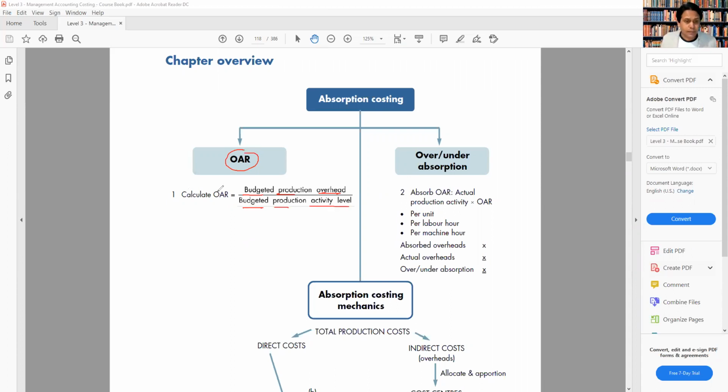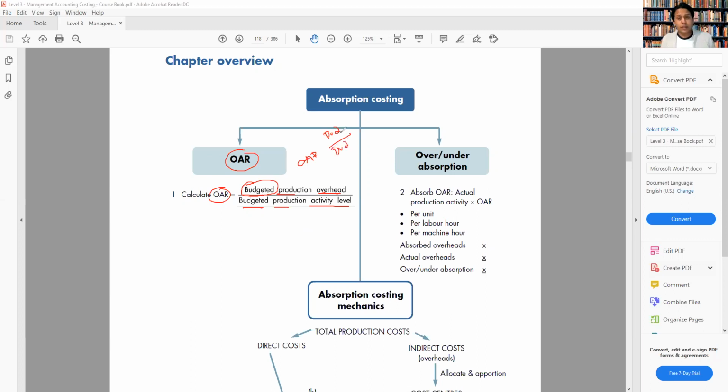Now, overhead absorption rate, OAR. Budgeted production is not actual. This is the first thing I want all of you to remember. If the question asks you to calculate OAR, overhead absorption rate, remember the top will be the budget, not the actual. On the bottom, it is also budget. It's not actual.